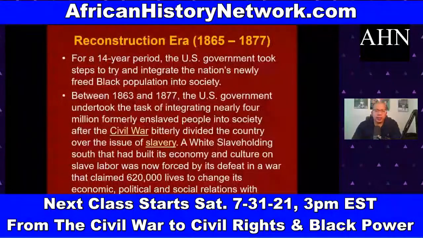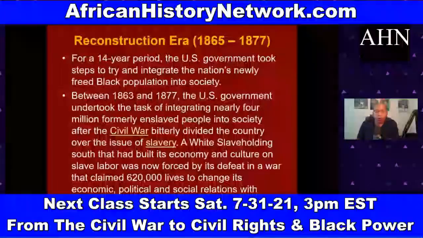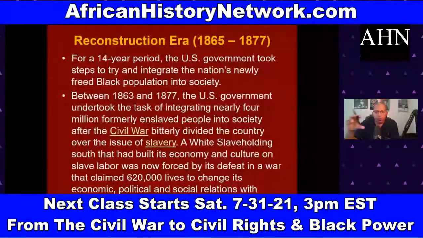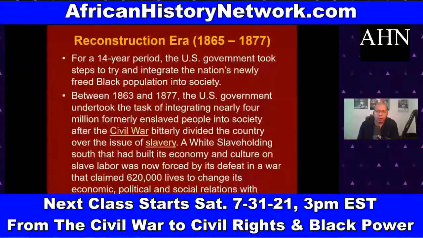Between 1863 and 1877, the U.S. government undertook the task of integrating nearly 4 million formerly enslaved people into society. This came after the Civil War, which bitterly divided the country over the issue of slavery. A white slaveholding South that had built its economy and culture on slave labor was now forced by its defeat in a war that claimed 620,000 lives to change its economic, political, and social relations with African Americans.